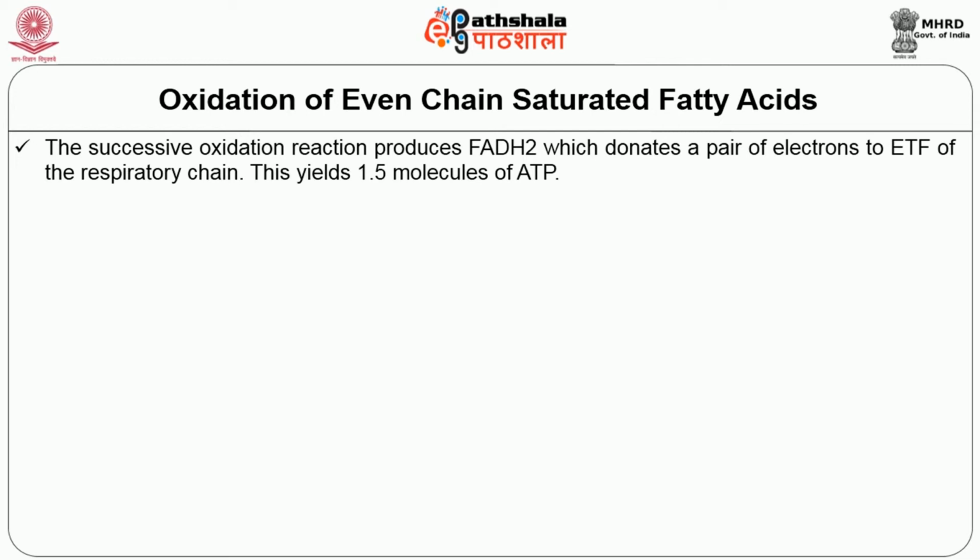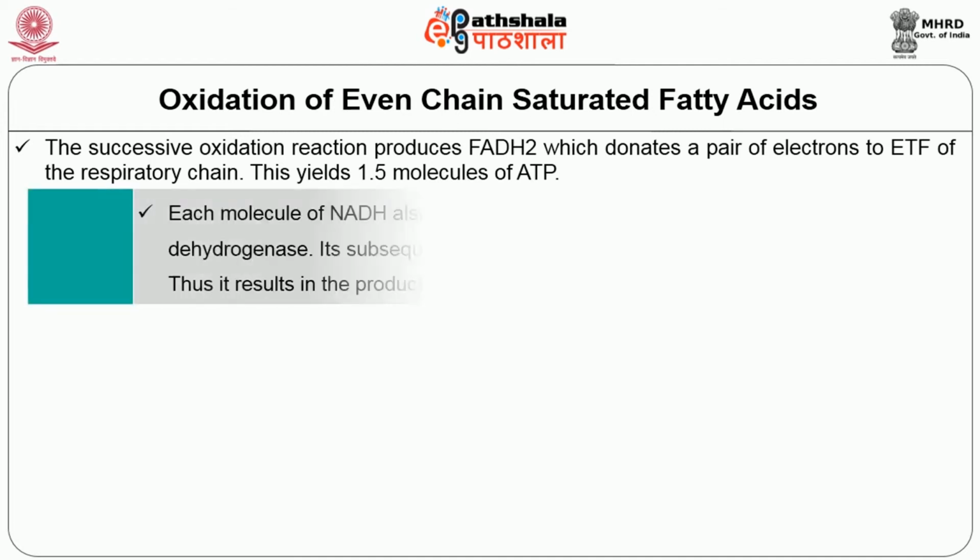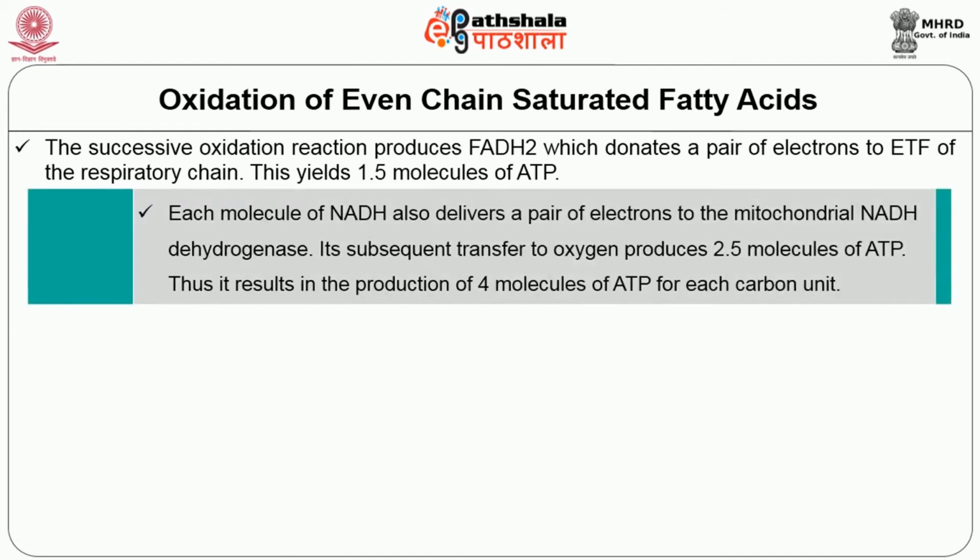respiratory chain. This yields 1.5 molecules of ATP. Each molecule of NADH also delivers a pair of electrons to the mitochondrial NADH dehydrogenase. Its subsequent transfer to oxygen produces 2.5 molecules of ATP. Thus, it results in the production of 4 molecules of ATP for each carbon unit.